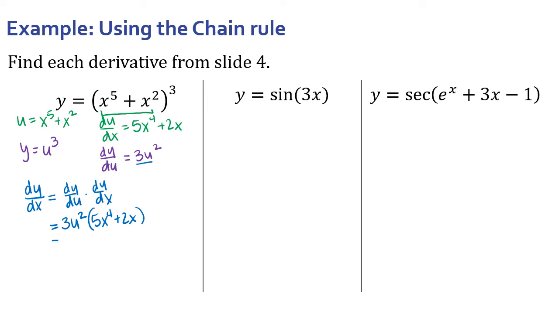So now when I substitute in what u is, x to the fifth plus x squared, I get 3 times the quantity x to the fifth plus x squared, all squared, times 5x to the fourth plus 2x.